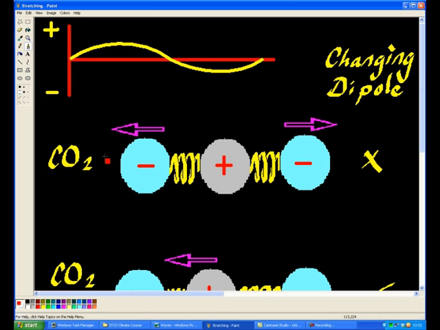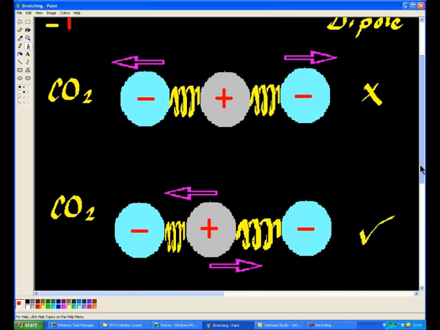Let's look at this mode of vibration here. What's happening is the oxygen atoms are vibrating in and out, and so the molecule is staying symmetric all the time. And because it's staying symmetric all the time, it's not actually changing the electric field. So there's no changing dipole. So that's why I've marked it with a cross, because there's no changing dipole.